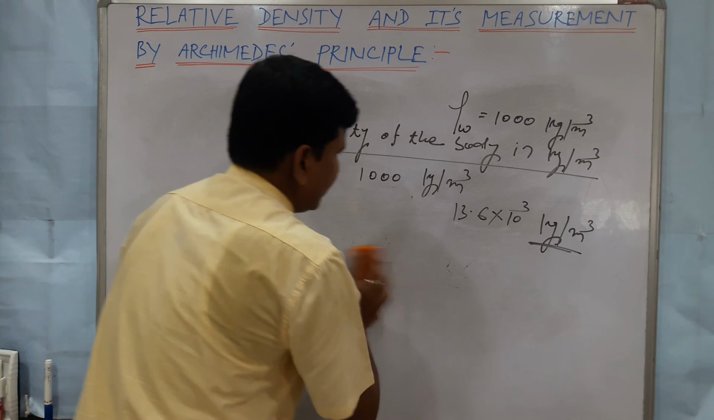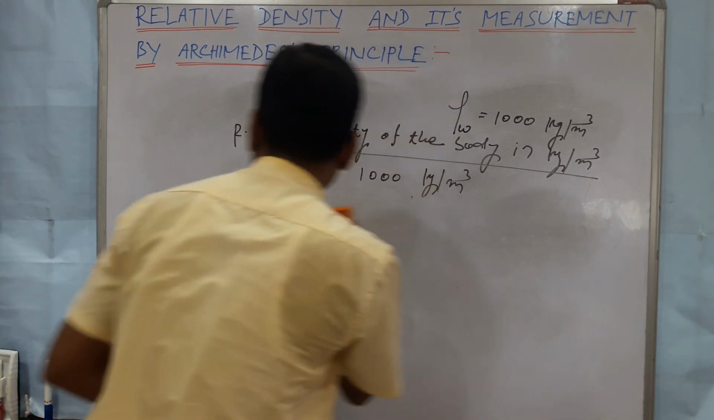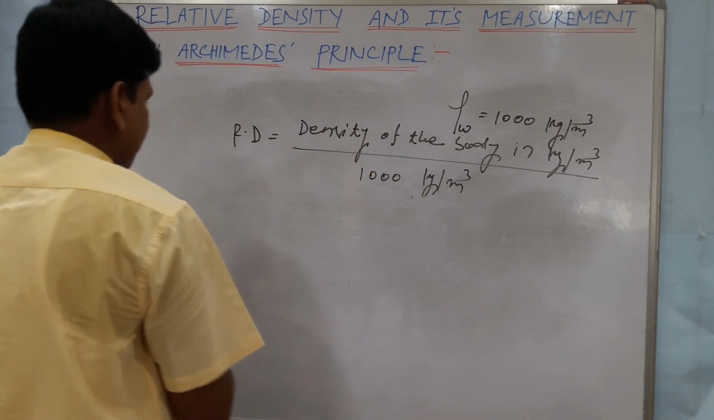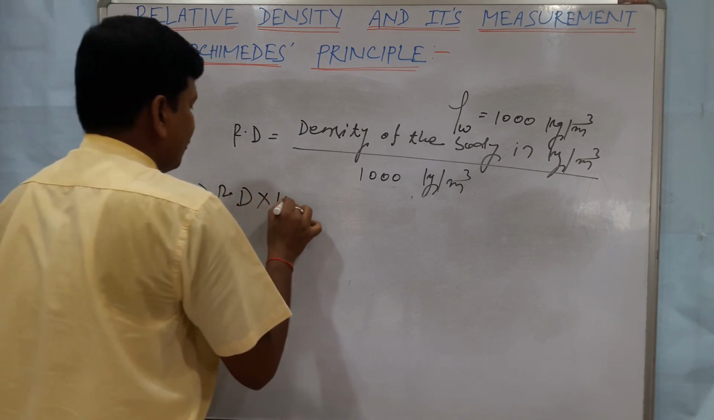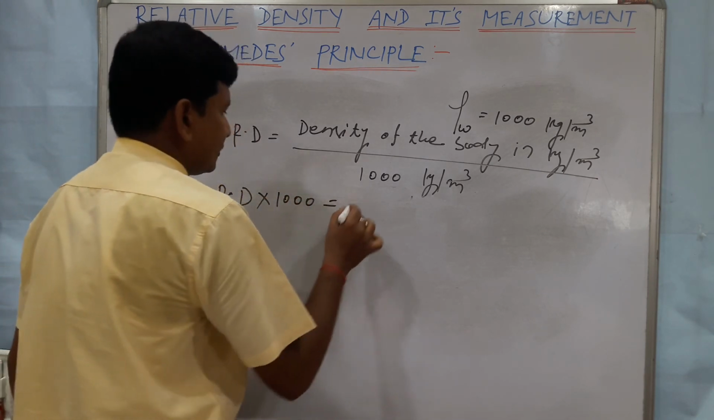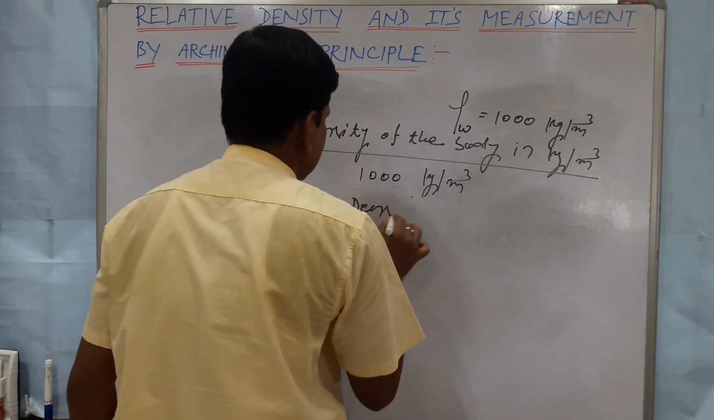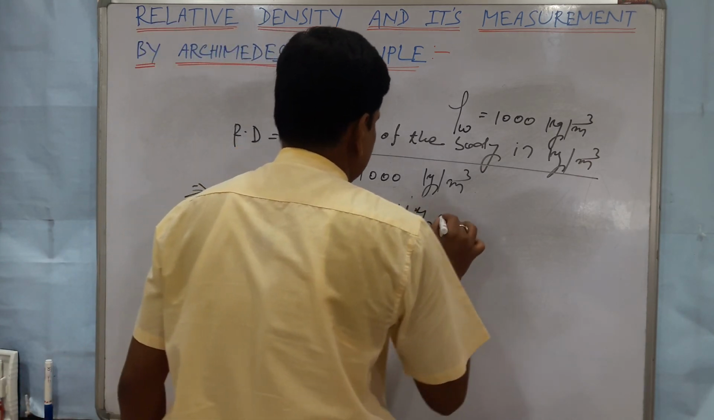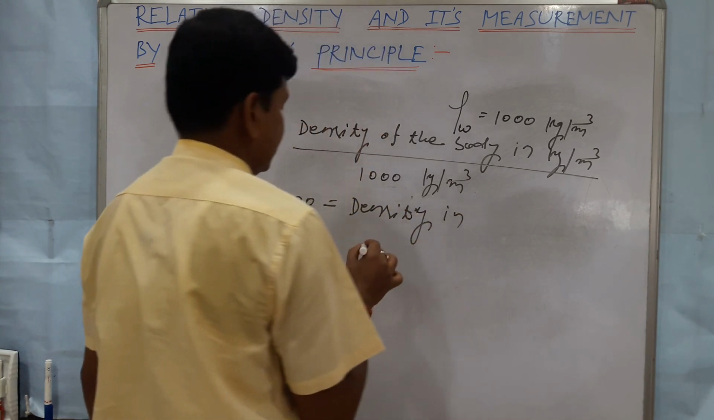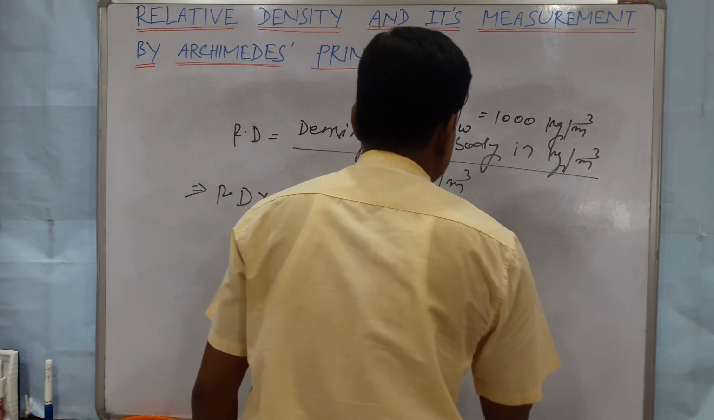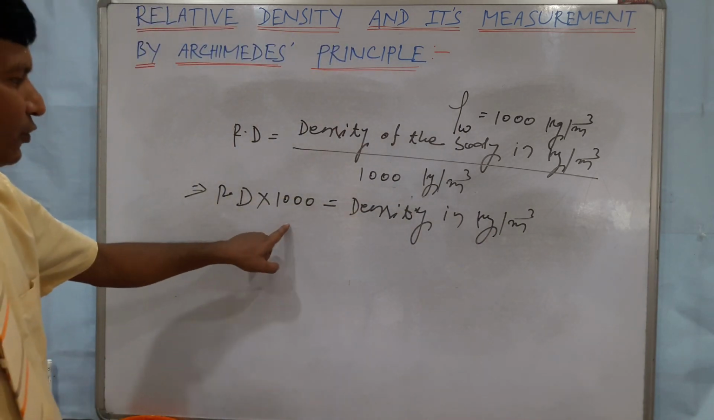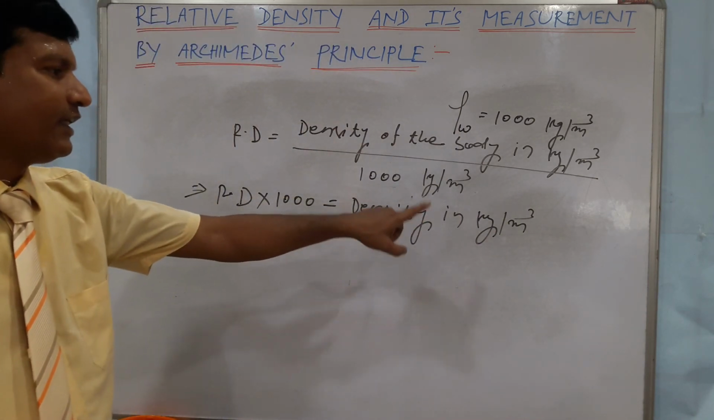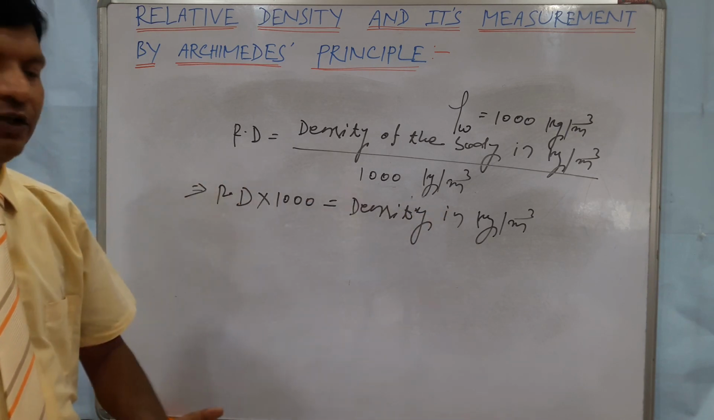This I am just writing for you. Here we can write, relative density into 1000 is equal to density in kg per meter cube. So relative density into 1000 is equal to density in kg per meter cube.